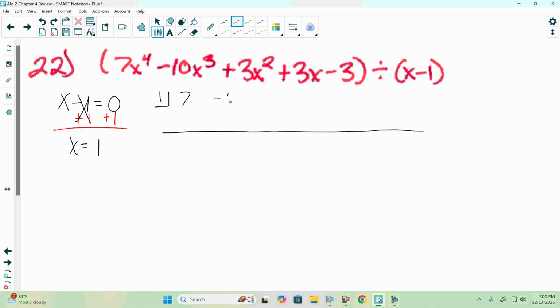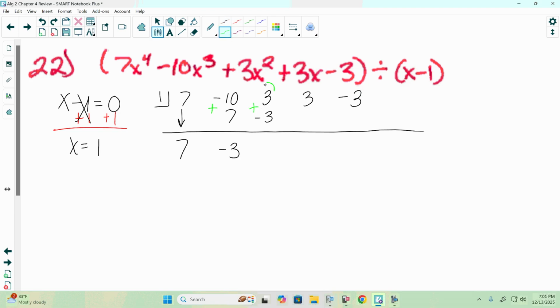7 for x to the 4th, negative 10 for x cubed, 3 for x squared, 3 for x, and negative 3. We'll bring down the 7. We'll do this process again. 1 times 7 is going to be positive 7. Then we're going to add straight down. This looks better. Negative 10 plus 7 is negative 3. Then we're going to multiply 1 times negative 3. Well, it is negative 3.